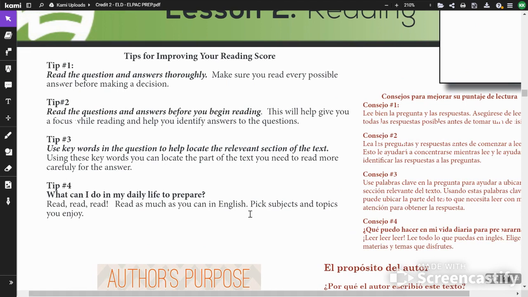Tip number 2, read the questions and answers before you begin reading. It's something very similar. It's actually the same thing for listening. This is going to give you a focus again while reading and help you identify answers to the questions.